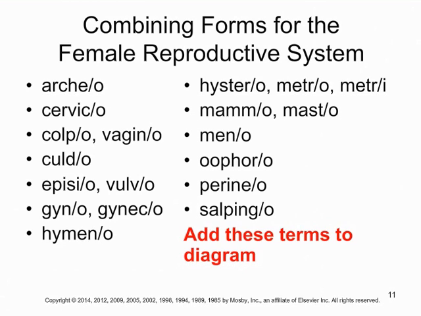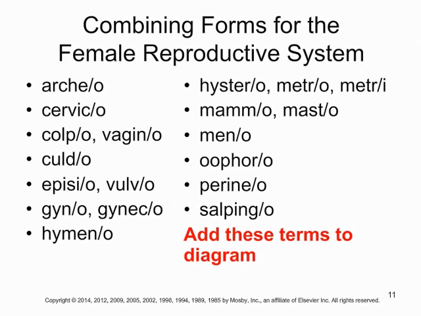Hystero, metro, and metri all mean uterus. Hystero is kind of the easier one. That one's used most often, but we will see metro and metri used when we're talking about menstruation, for example. Mammo and masto both mean breast. So, for example, if you are going to get a mammogram or a mastoplasty, for example.